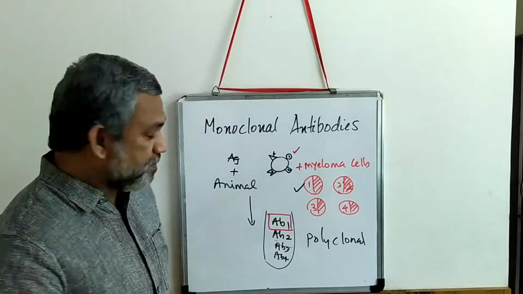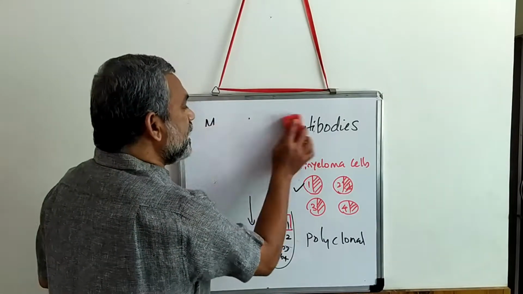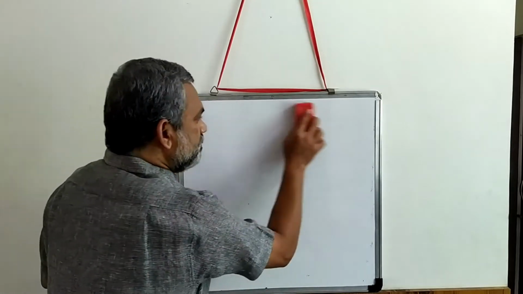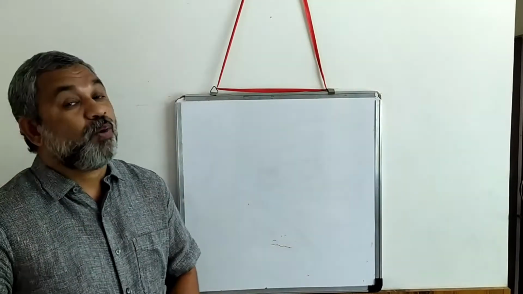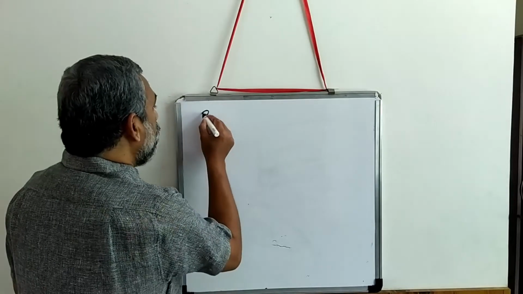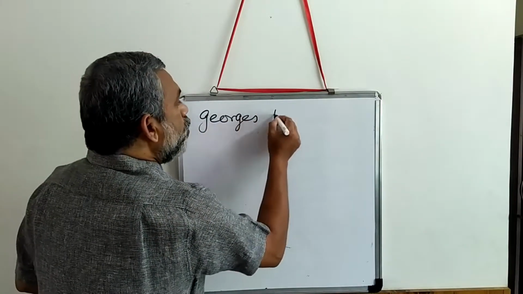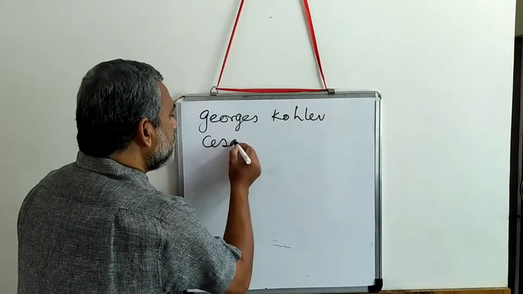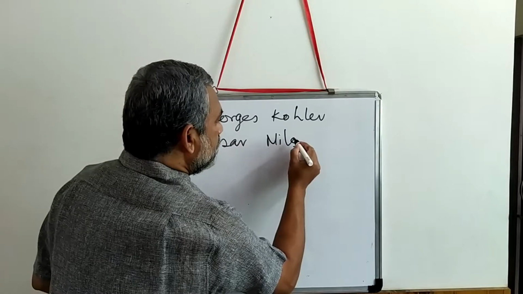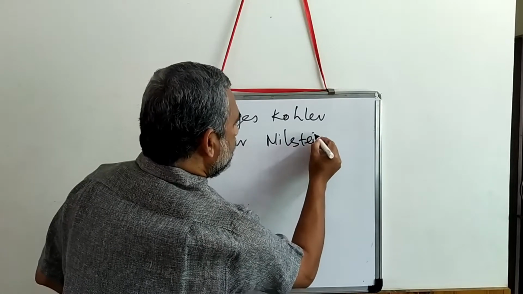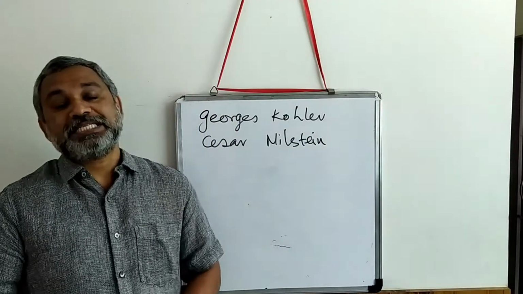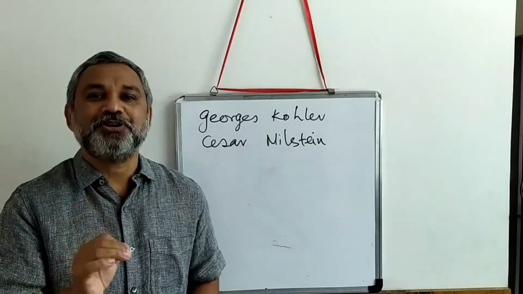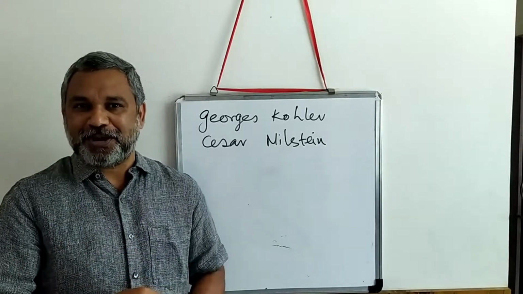Now, as I mentioned, this was a concept that developed in 1975. Two scientists, George Kohler and Caesar Milstein, carried out several experiments in order to produce monoclonal antibody.